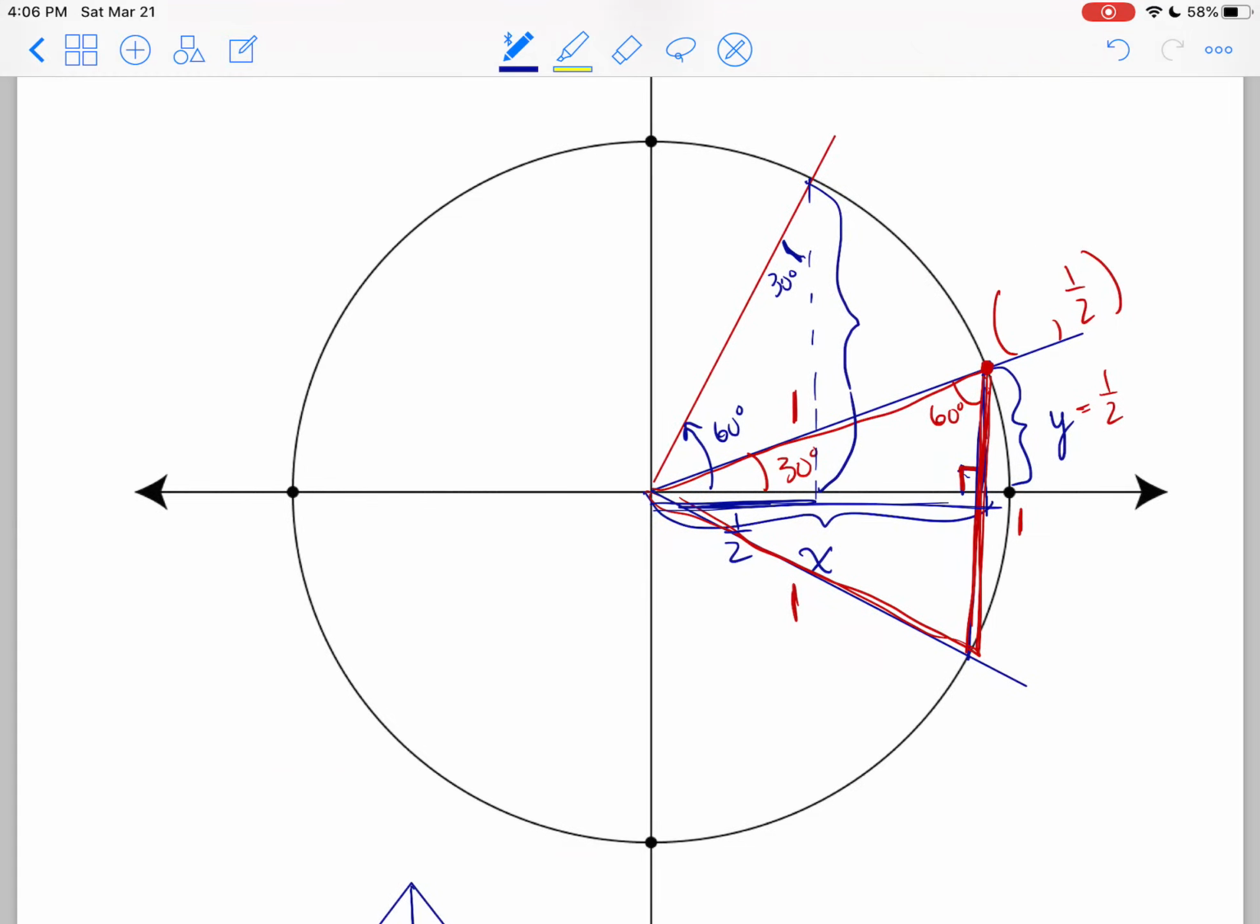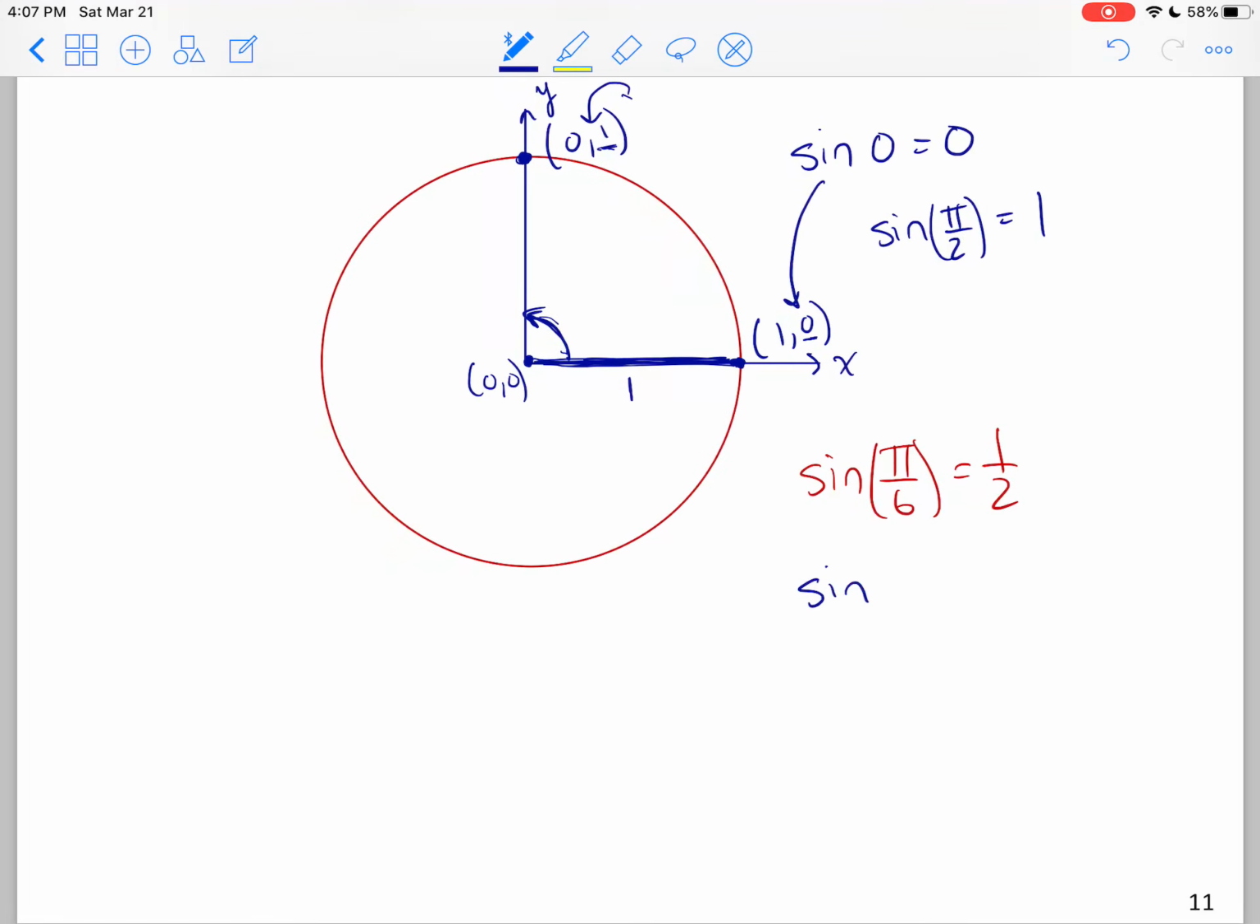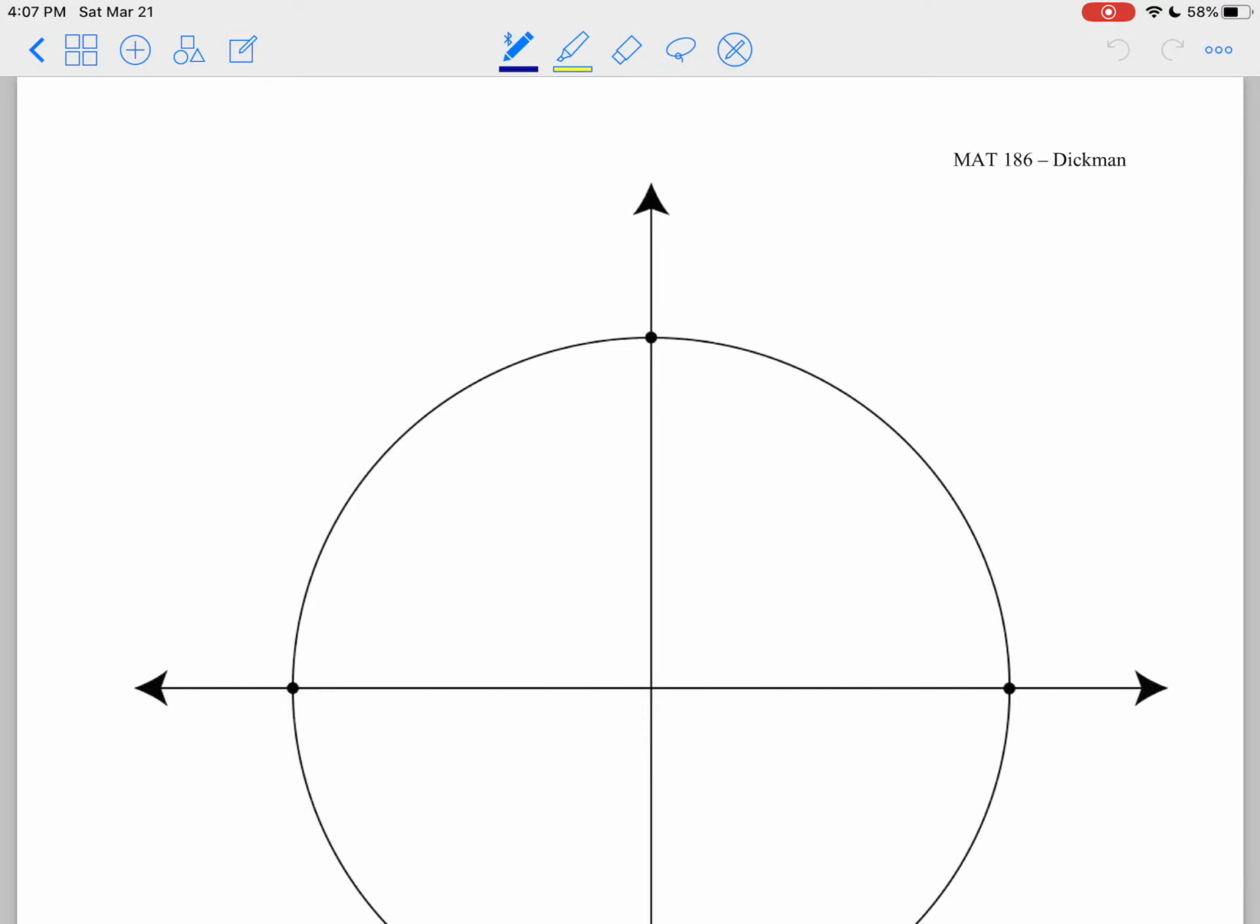So this height, which is the y-coordinate of this point, is root 3 over 2, which we already established the x-coordinate here was 1/2. So that means the x-coordinate here was 1/2 and the y-coordinate root 3 over 2, which, going back to here, means that sine of pi over 3 is root 3 over 2. Okay?